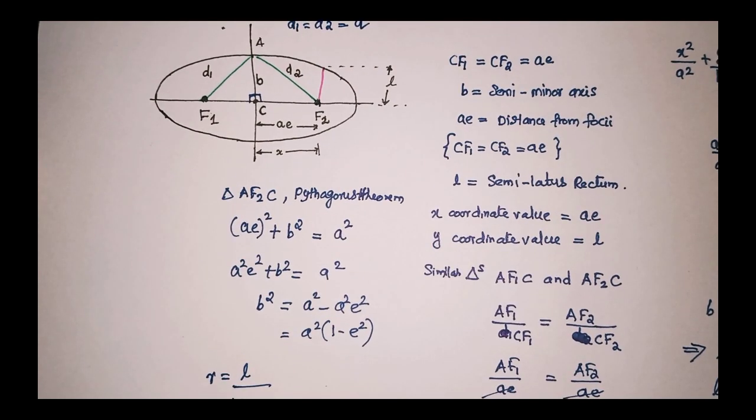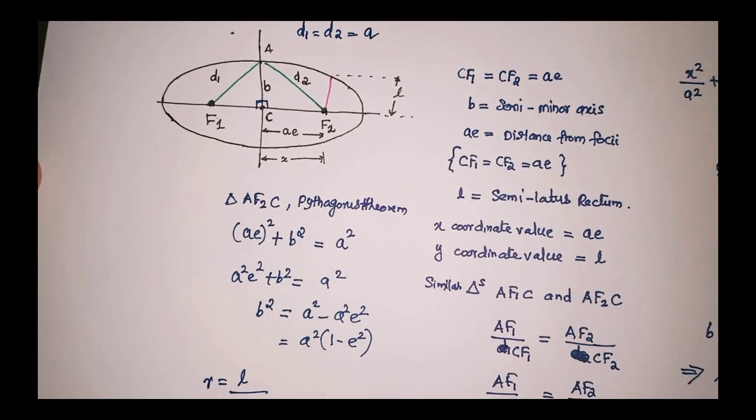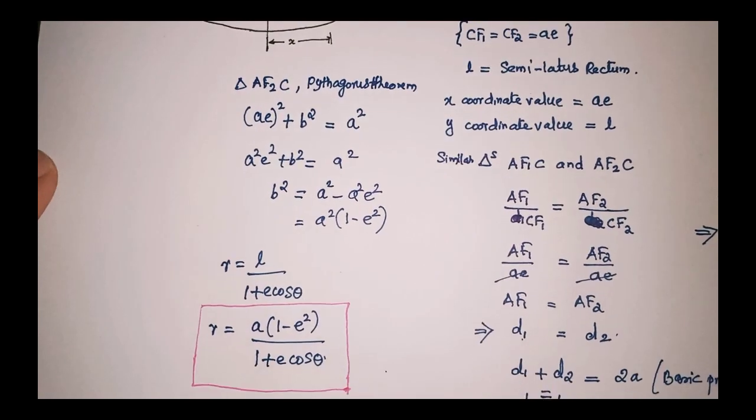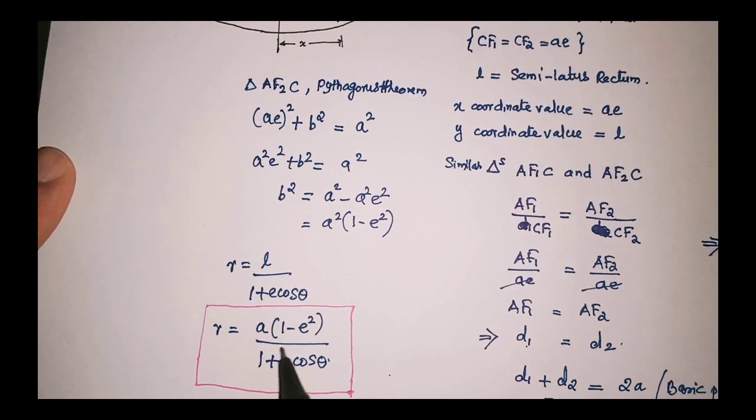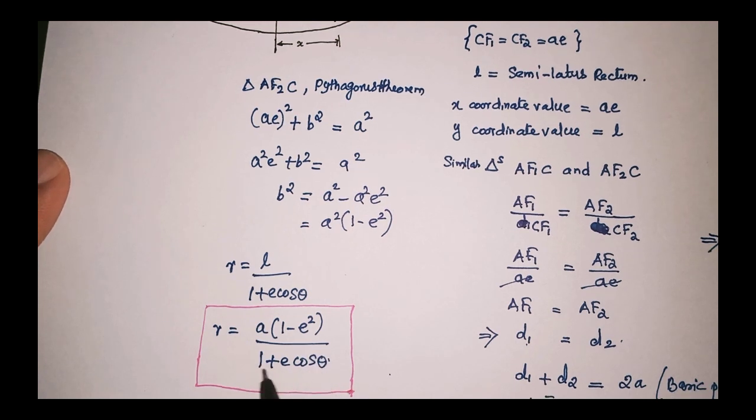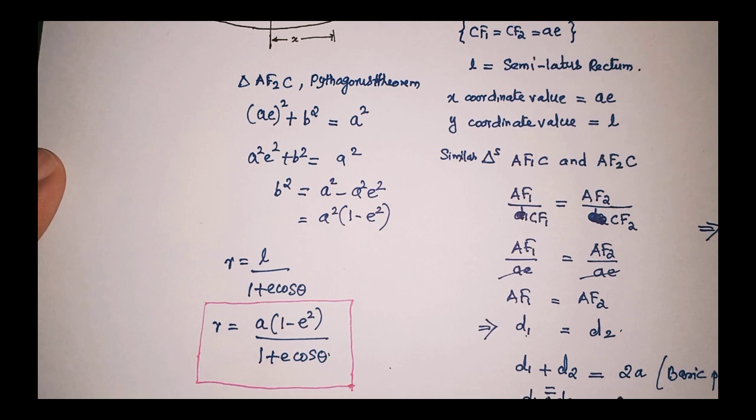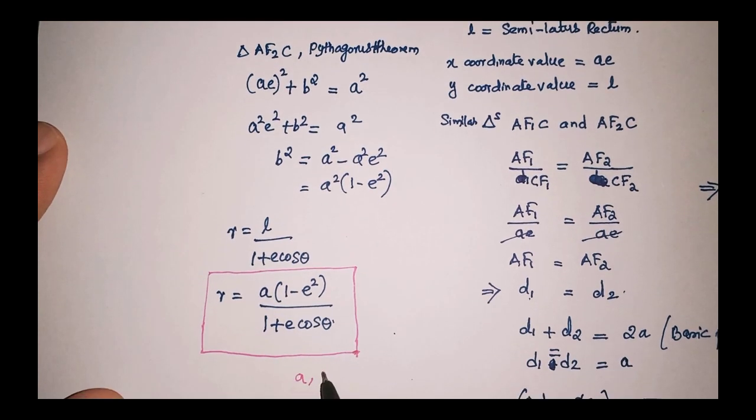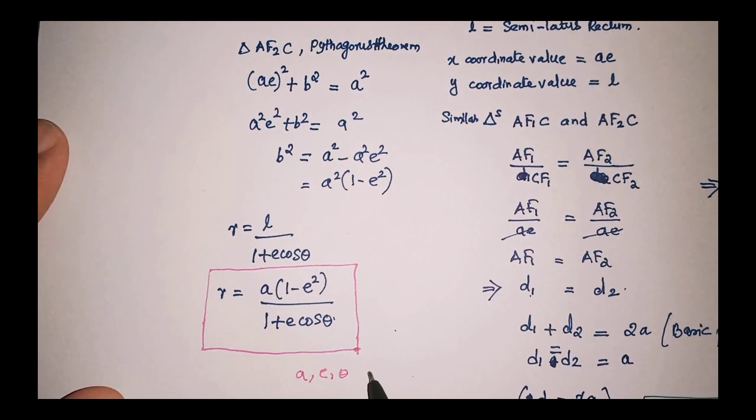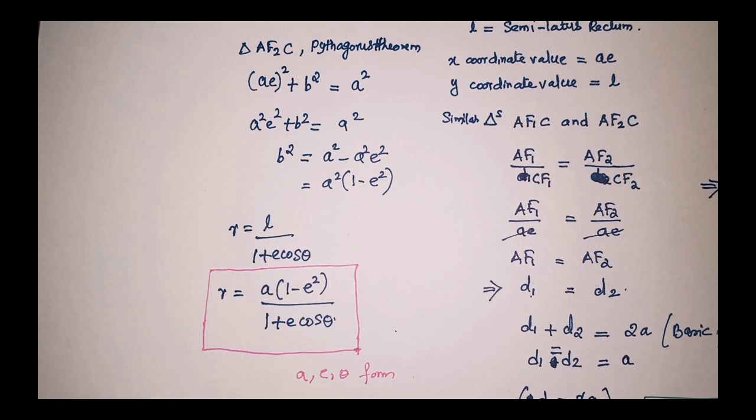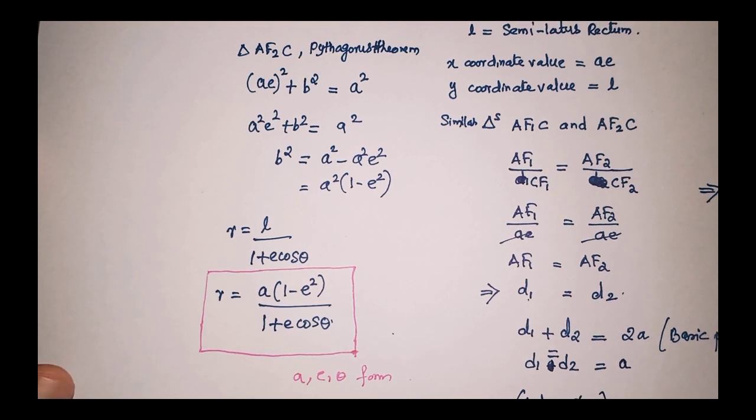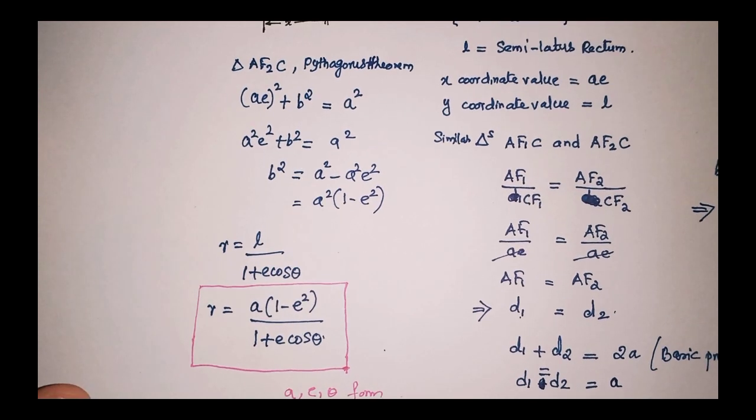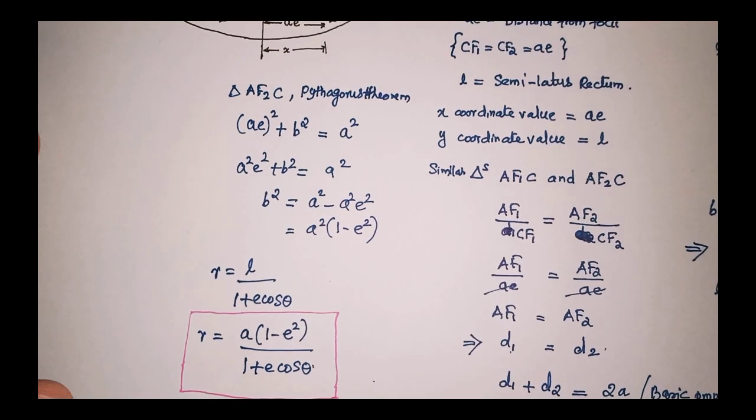This is a very interesting part of your orbit equation, and we have derived an orbit equation which is given by a into 1 minus of e square by 1 plus e cos theta. This is one form of your orbit equation in terms of a, e and theta. And we have another equation also in terms of angular momentum and gravitational parameter, which we will see in the next section, the part 2 section of this orbit equation.